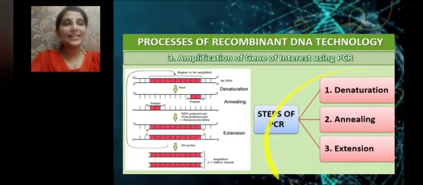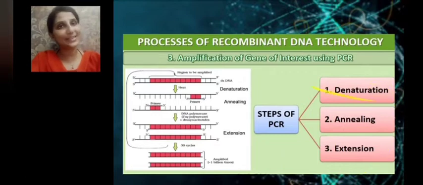And there are three steps involved. First step is denaturation, second is annealing, and third is extension. So these are the three steps involved in PCR.